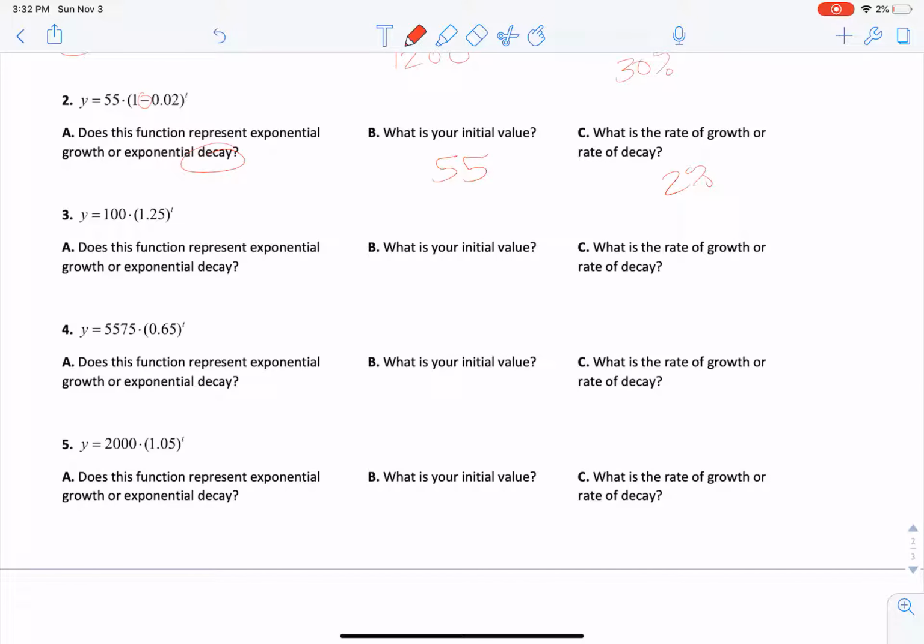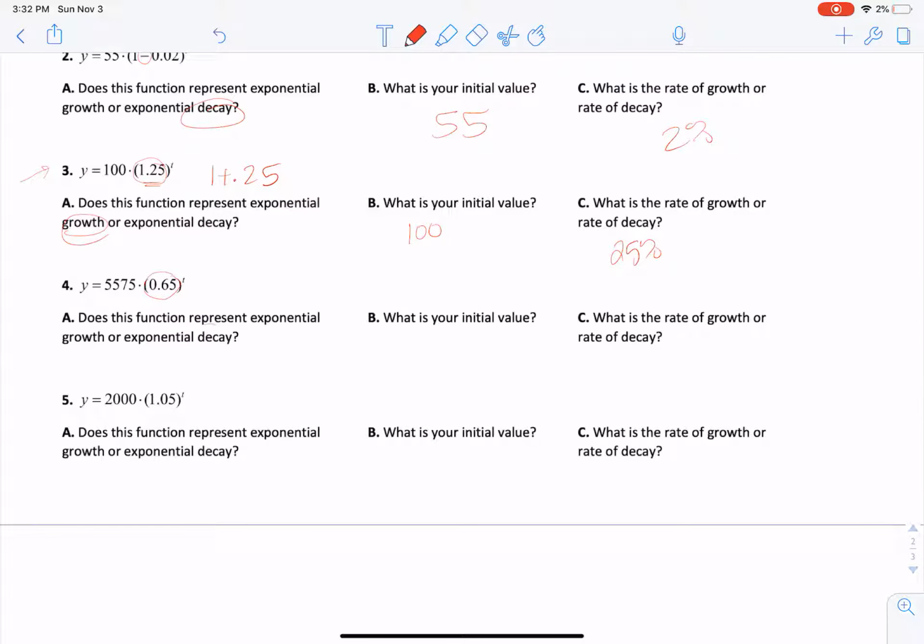So here, I can see that this is made up of 1 plus 0.25, so this is representing growth. I can also tell that it's representing growth because my b value here is larger than 1, whereas in this case, my b value is in between 0 and 1. So this number 3 here will represent growth. My initial value is 100, and the rate is 25%. This is decay.